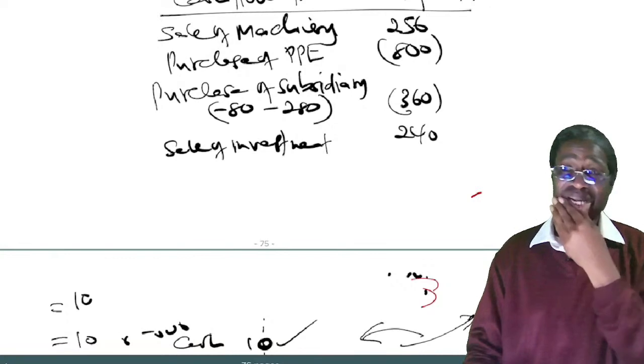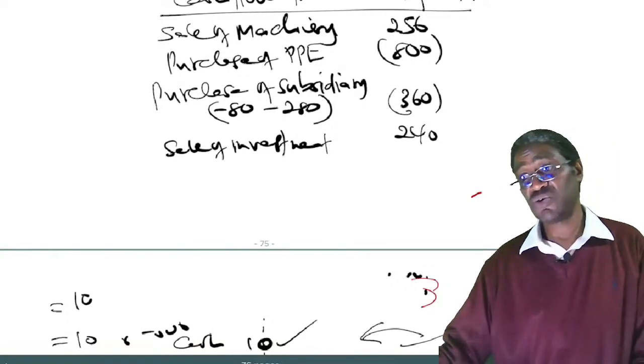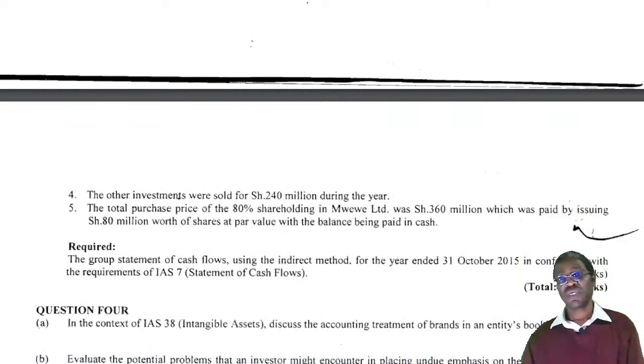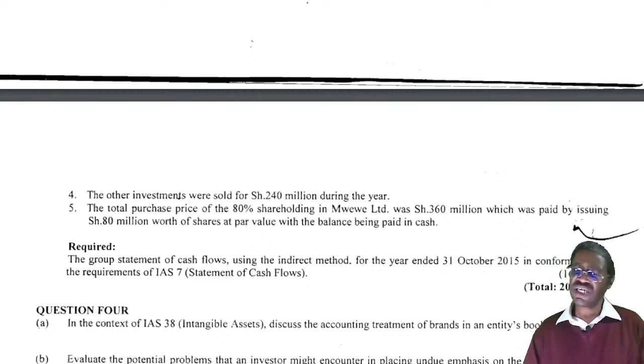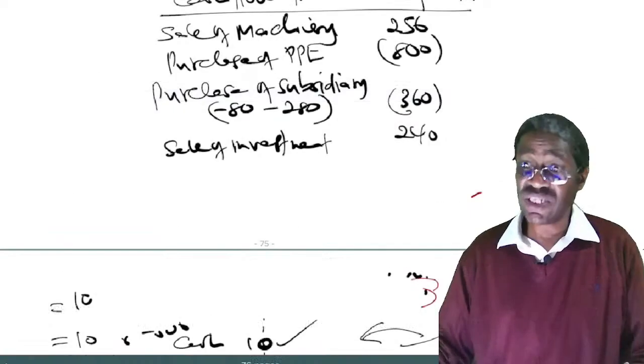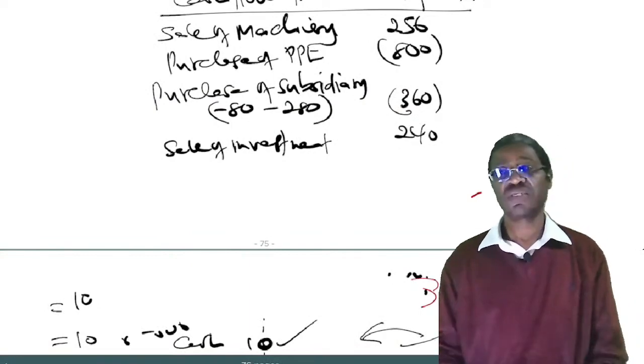That is from note number four, sorry. Number five. Let's go to note number five. Number five, the total purchase price, I think that one you have already used it to get this 360. Now, listen.